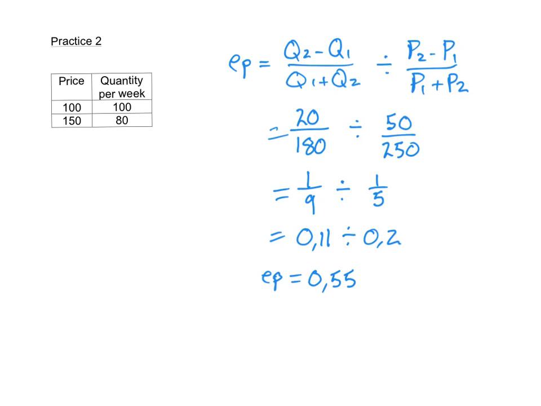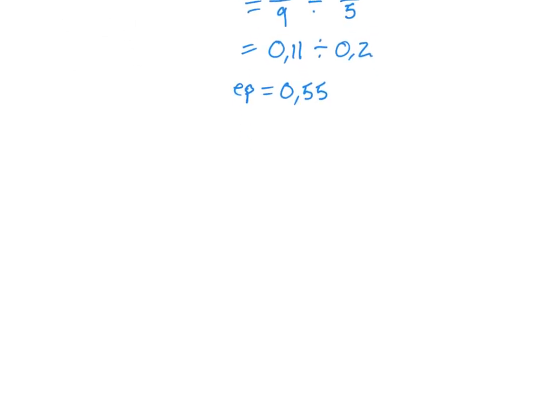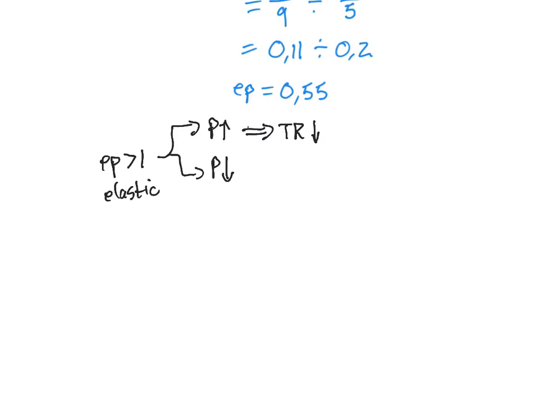Remember that if the price elasticity coefficient is greater than 1, then the demand for the product is elastic. So in this case, we would have the following. So if the price elasticity coefficient is greater than 1, then demand is elastic. If the firm decides to increase the price, then that will lead to a decrease in total revenue. On the other hand, if the firm decides to decrease the price, that will lead to an increase in total revenue.